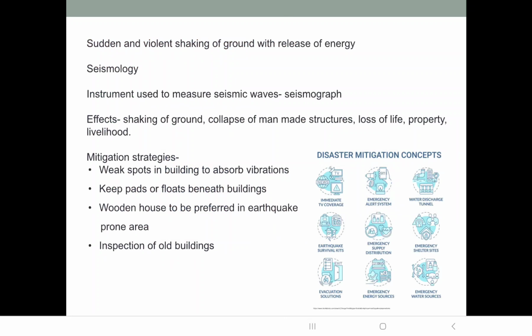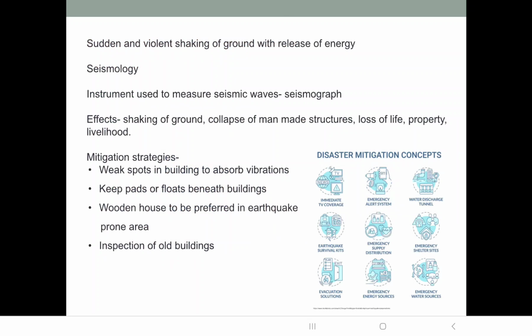What are the causes of earthquake? See, underground rocks suddenly break and there is a rapid motion of the rocks along a fault. This is because the crust of the earth is not stable, it is constantly moving, and therefore there is a rapid motion of rocks along the fault, and therefore a sudden release of energy in the form of seismic waves.